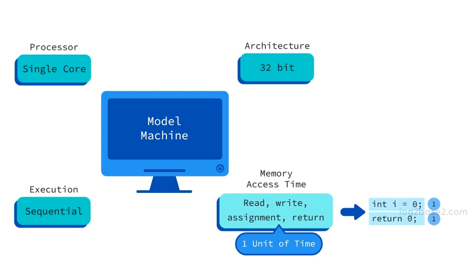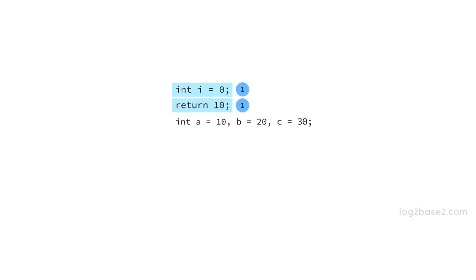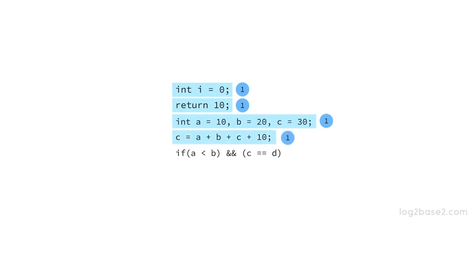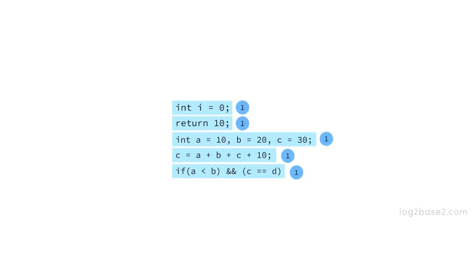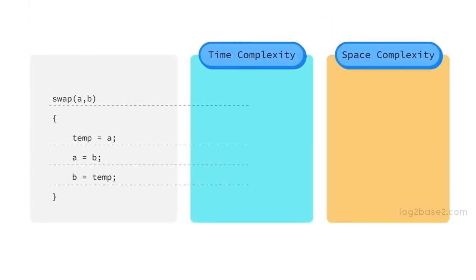And to make the analyzing even simpler, we can make the assumption that every simple statement takes 1 unit of time. For example, this is a statement with 3 assignments, but still we can assume it takes 1 unit of time as it is a simple statement. See another statement here. Here we have multiple arithmetic operations, but again by our assumption it takes 1 unit of time. Similarly, this statement will also take 1 unit of time. So that is our model machine. Now, let us analyze the time and space complexity of the swapping algorithm with our model machine.